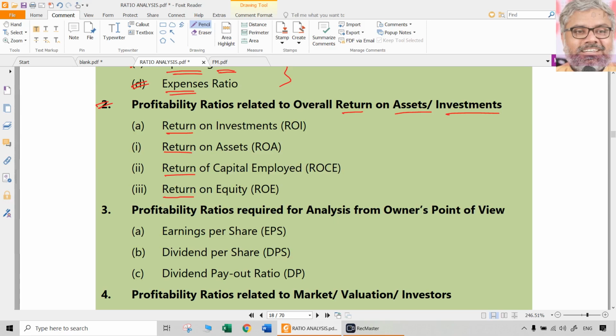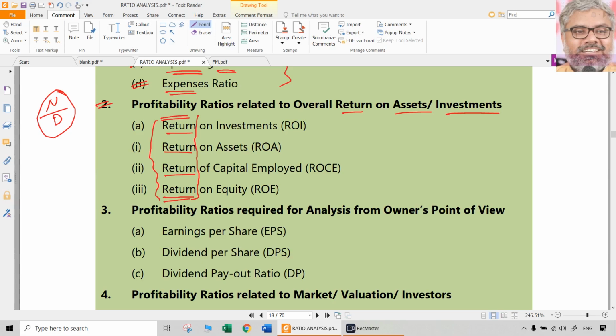Ideally, as we know earlier, numerator and denominator should match. They should have some bit of synchronization. If that is not there, then the ratio will be meaningless. That is why don't go by the names. The name says something is written, but what is actually written? That will change from one formula to another formula.